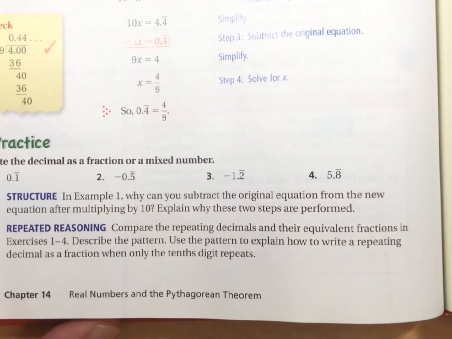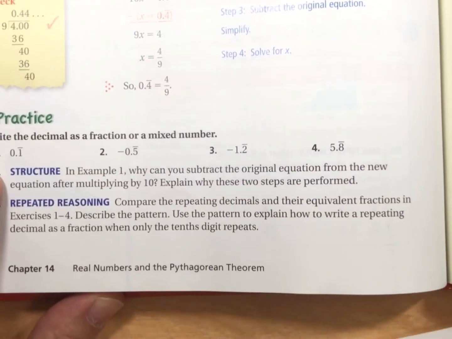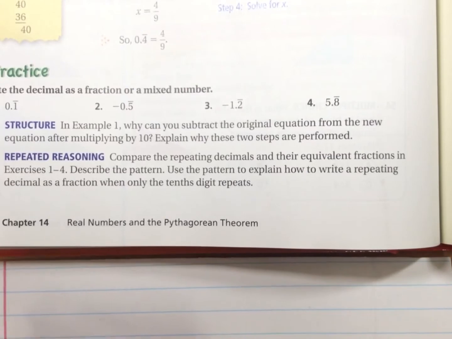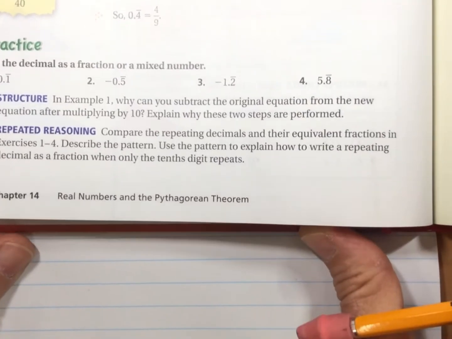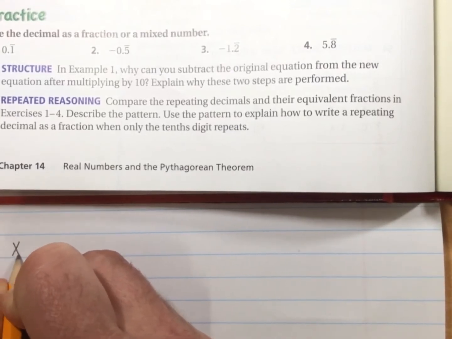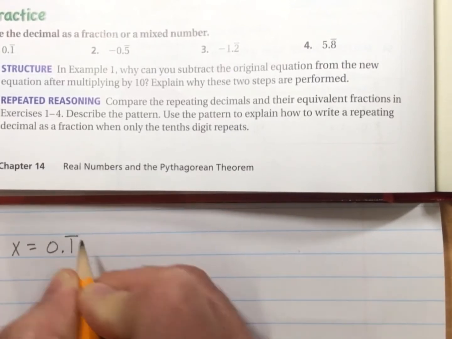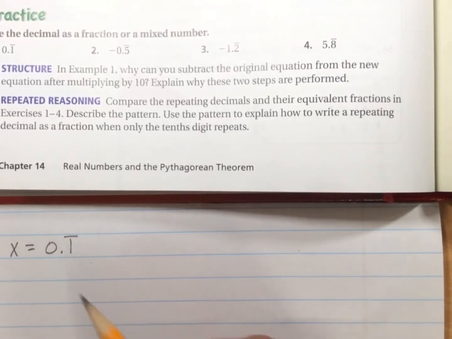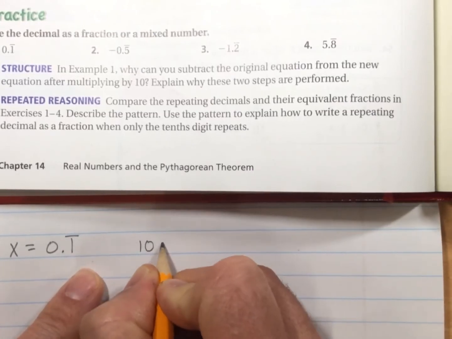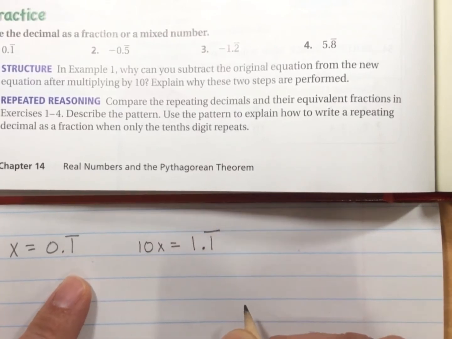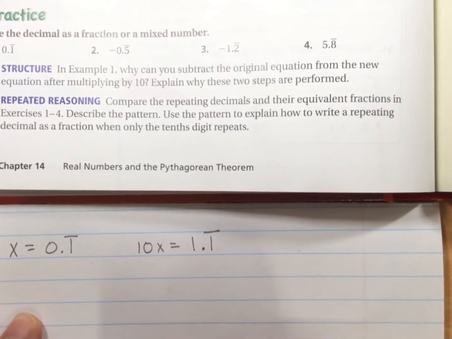Now, there are a couple for us to practice down here, which for some reason doesn't say on your own, but we're going to do them. Here we go. The first one is, I'm going to just put x equals 0.1 repeating, because remember the first step was to set x equal to our repeating decimal. I multiply both sides of this by 10, which will give me 10x equals 1.1 repeating, moving the decimal one spot over.